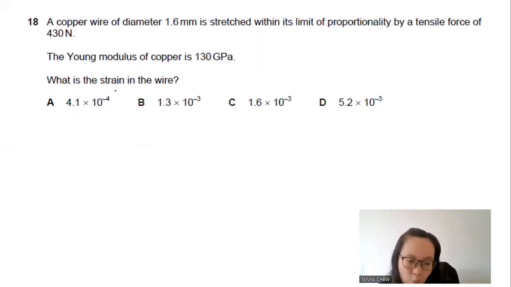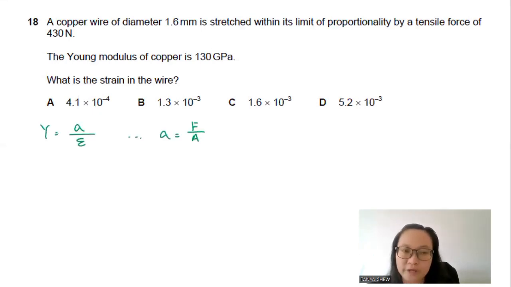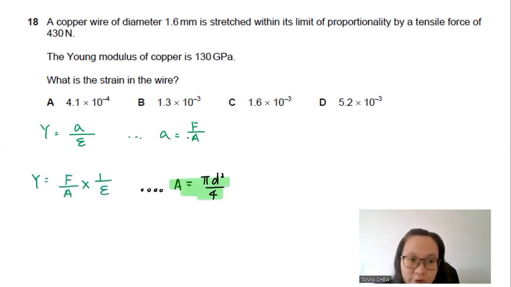Number 18, a copper wire of diameter 1.6 mm is stretched within its limit of proportionality by a tensile force of 430 Newton. The Young modulus of the copper is 130 gigapascal. What is the strain in the wire? Recall, Young modulus is equal to stress over strain. Since the force and the diameter of the wire are given, I resolve my stress to force over area. Sub into the equation, I have force over area times 1 over strain.